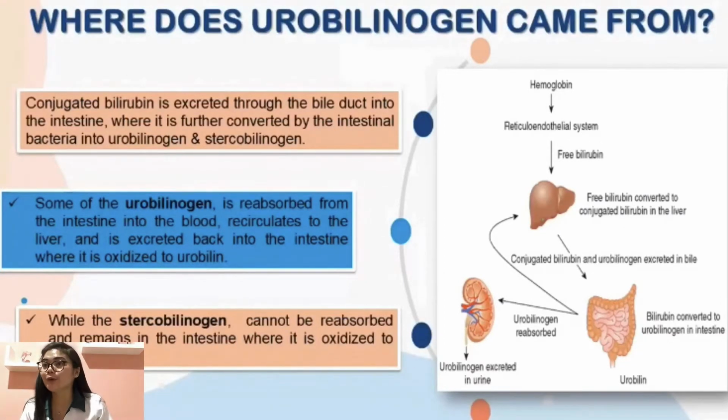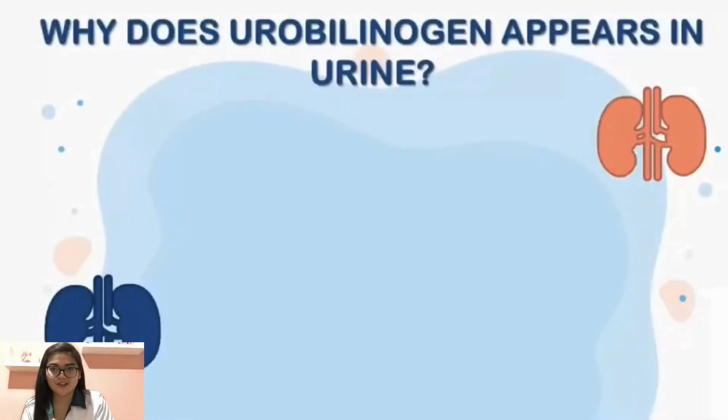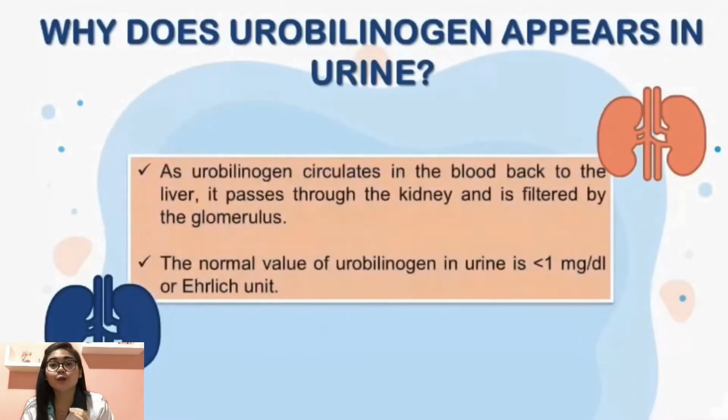Both urobilin and stercobilin are excreted in the feces and are the pigments responsible for the brown color of the feces. Next, why does urobilinogen appear in urine? As urobilinogen circulates in the blood back to the liver, it passes through the kidney and is filtered by the glomerulus. That is the reason a small amount of urobilinogen appears in the urine. The normal value of urobilinogen in the urine is less than 1 mg per dL or Ehrlich unit.